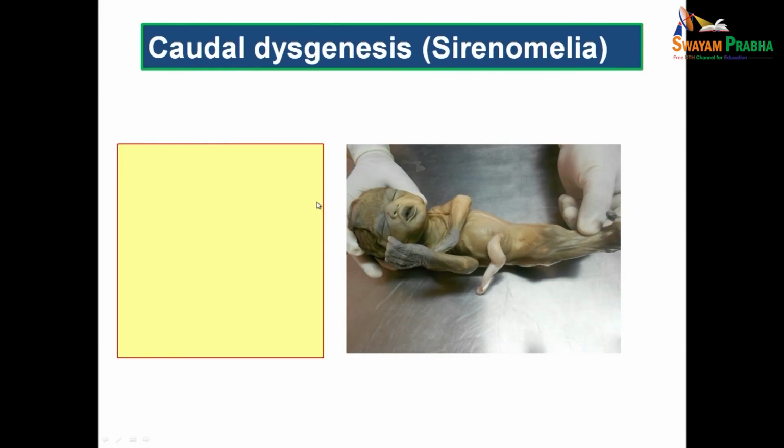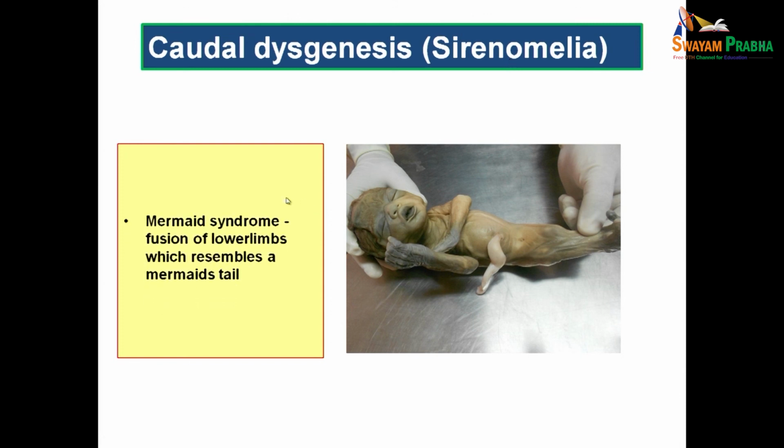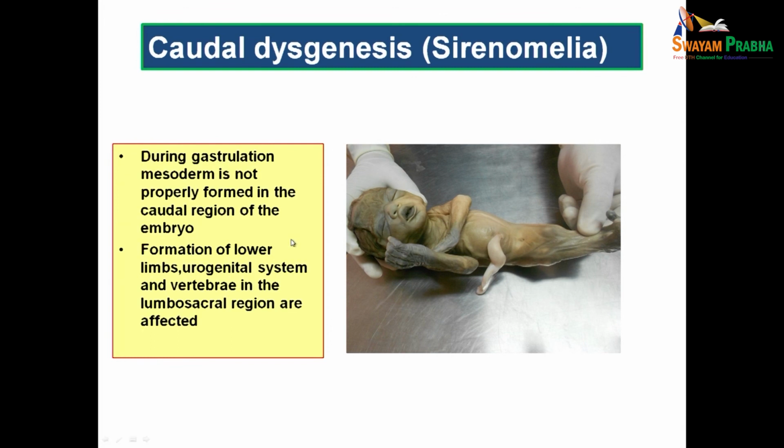So, let us see the applied aspects. This was the opening statement, the caudal dysgenesis or Sirenomelia. This is otherwise known as mermaid syndrome because of the fusion of the lower limbs, which actually resembles a mermaid's tail. That is why this condition is known as mermaid syndrome. And have you ever thought what is the reason for this?